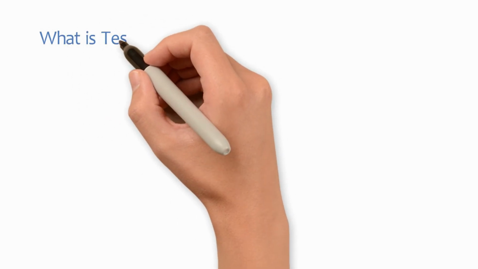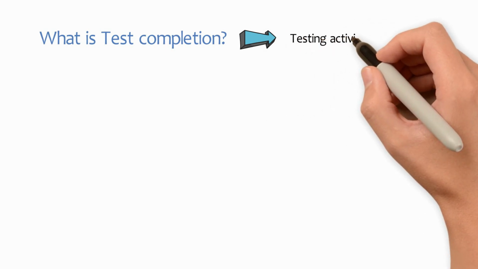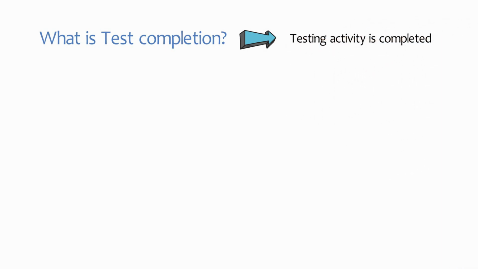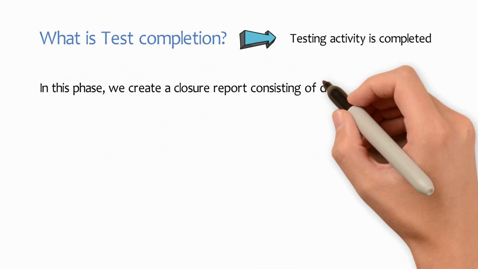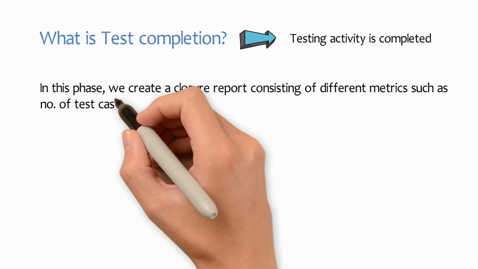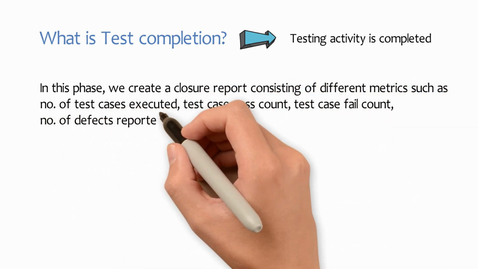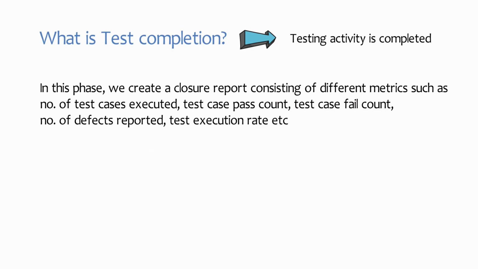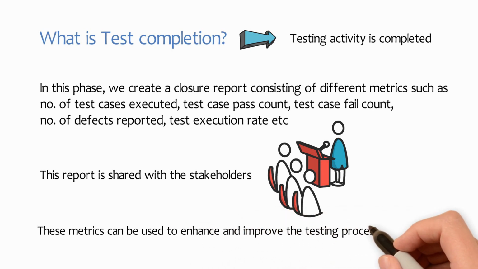The last one we have is test completion. Test completion is the phase when testing activity is completed. No more execution is performed post test completion. In this phase, we create a closure report consisting of different metrics such as number of test cases executed, test case pass count, test case fail count, number of defects reported, test execution rate, etc. This report is shared with the stakeholders. These metrics can be used to enhance and improve the testing process.